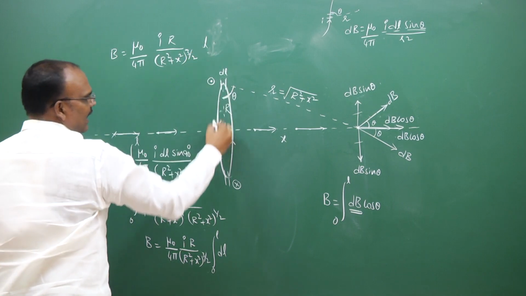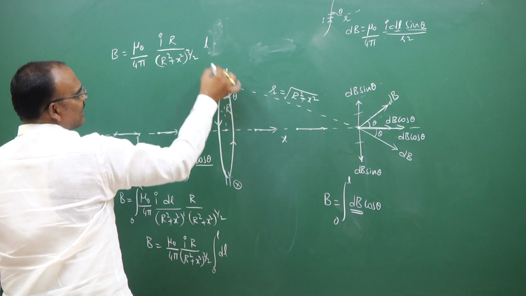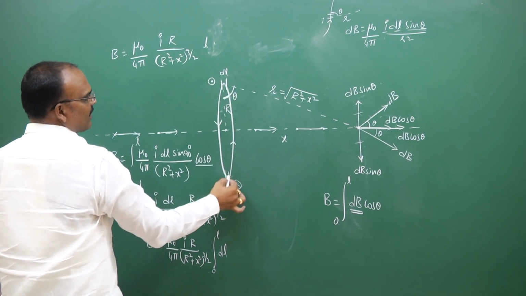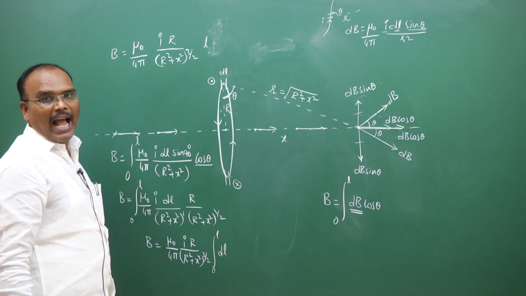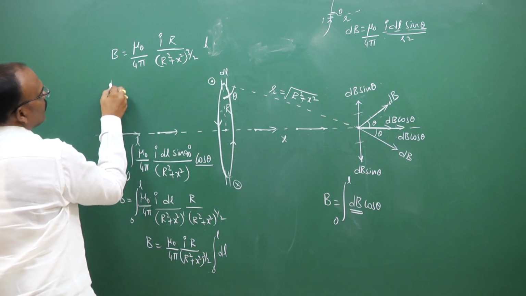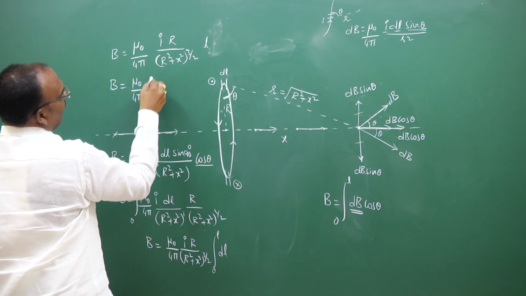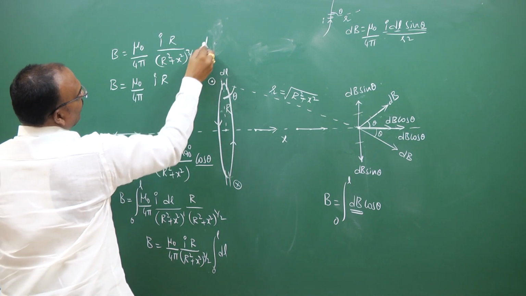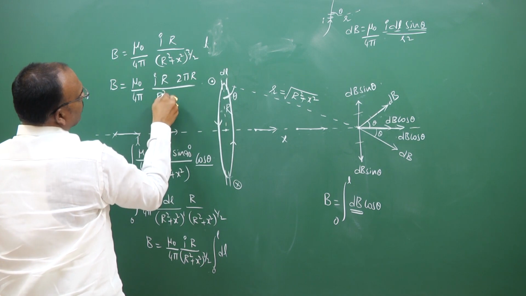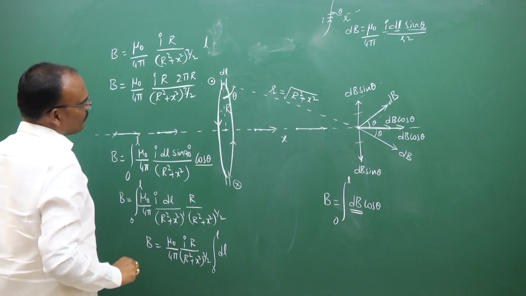The value of L is 2πR. Why? Because L is the circumference of the circular loop, and circumference is 2πR. Here capital R is the radius of the circular loop. So that's why magnetic field B is equal to μ0/4π times I R, times 2πR, divided by (R² + x²)^(3/2).